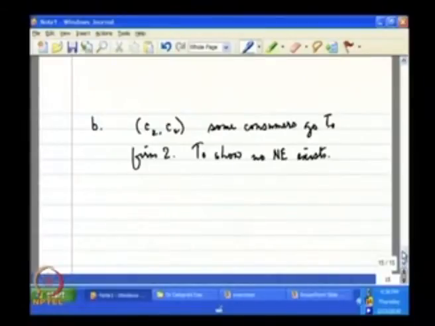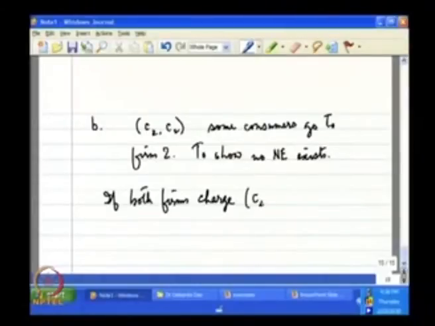This is not a very difficult proof. If both the firms charge C2 and if some customers go to firm 2, notice that this is a case which is different from the case that we had before in A. In A, none of the customers were going to firm 2. Here at least maybe 1 or 2 customers are going to firm 2.